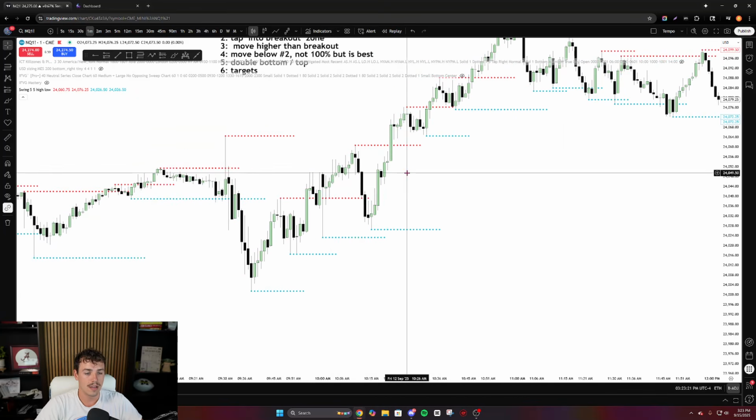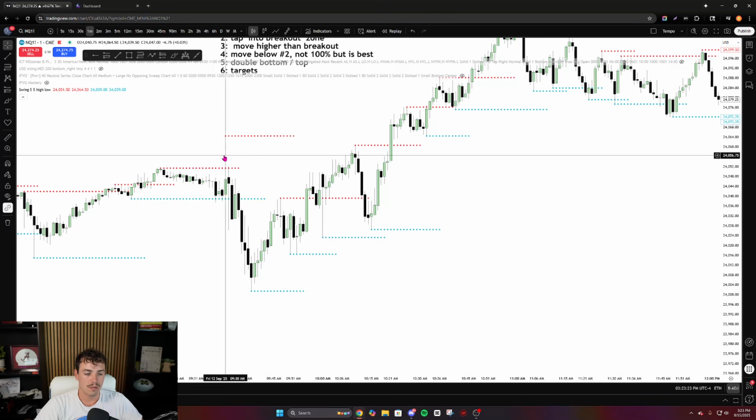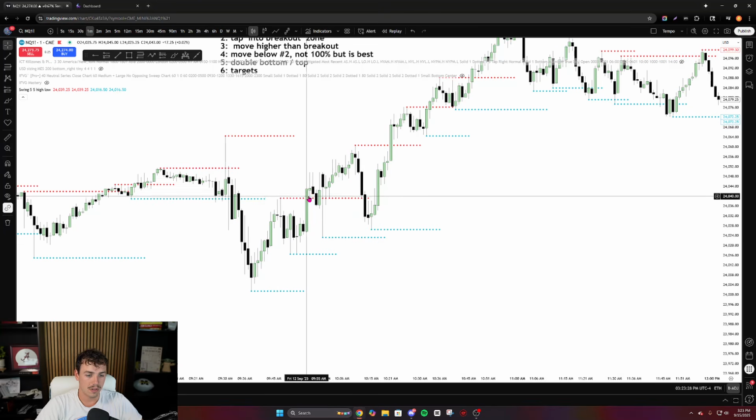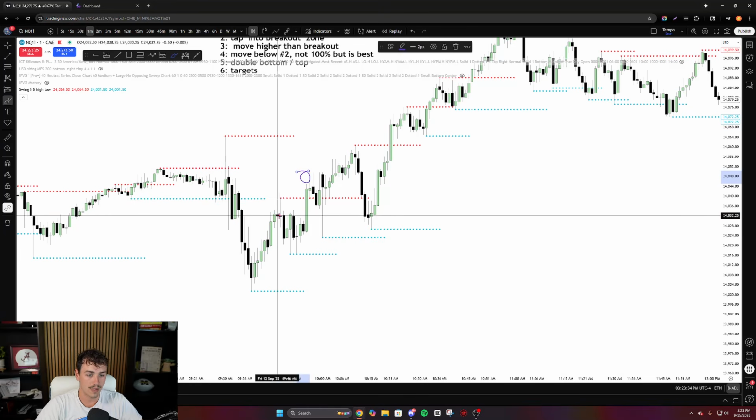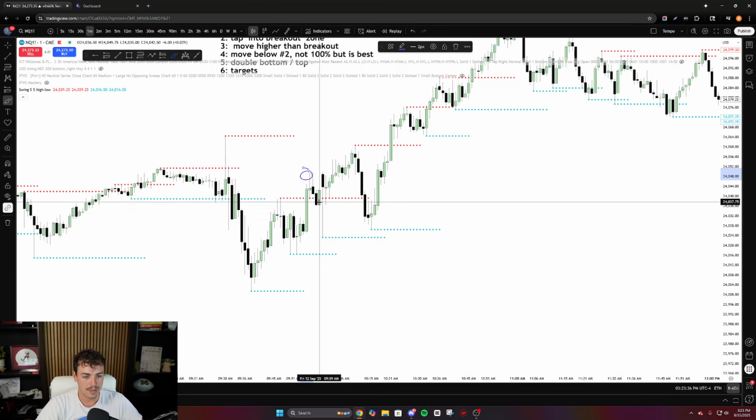This is Friday. Market open is right here. Generally, we don't want to trade the first 5 minutes anyway. So this is the first area I see of the day here. We have a breakout. So this right here is going to be our step 1. Then we tap back in, we'll call it right here. That's a tap back into that zone.